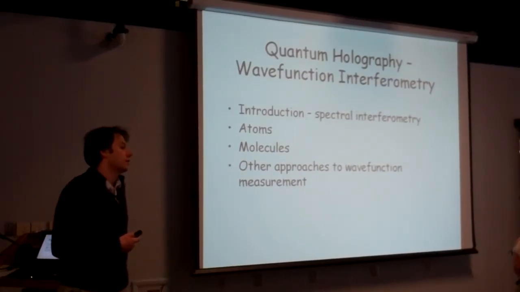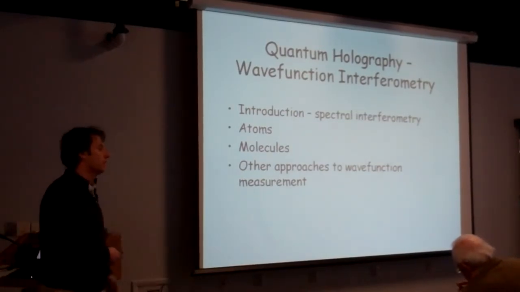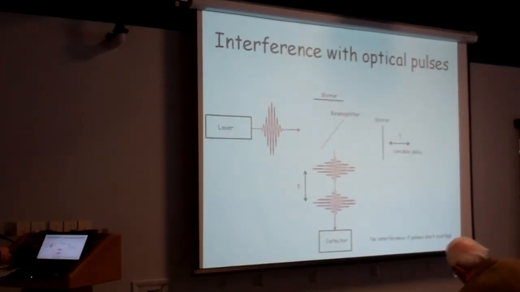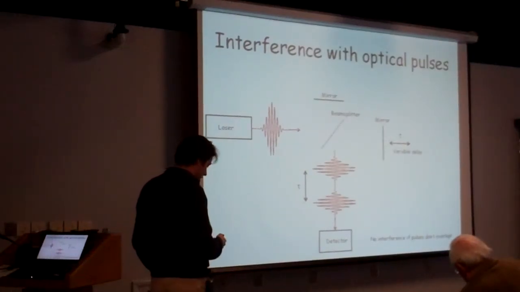So how does the phase of a wave function matter? I'll go over one specific situation where you can see a direct consequence, like whether a bond breaks or not, depending on the phase of a wave function. So let's start with just interference between optical pulses.